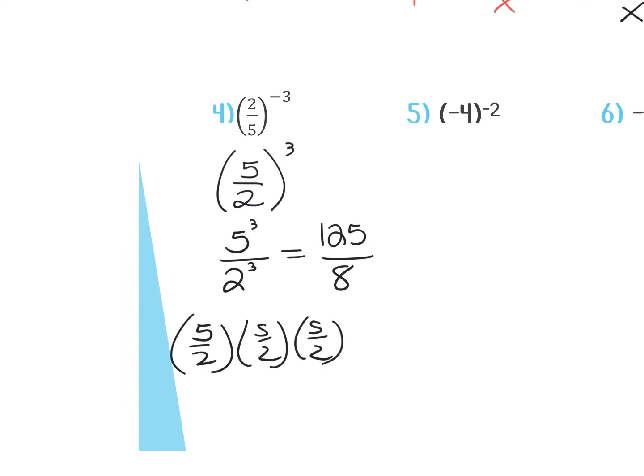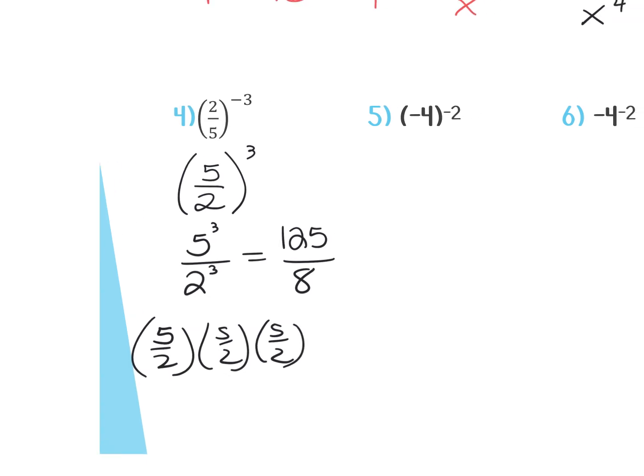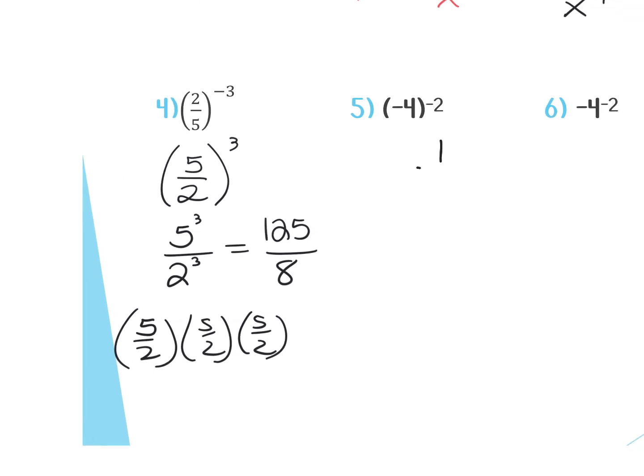The next one, we've got parentheses. So we're going to move the whole thing underneath a 1. So -4 squared. Notice my exponent is even. So this tells me it's going to be a positive number because a negative times a negative is a positive. So this ends up turning into 1 over positive 16.